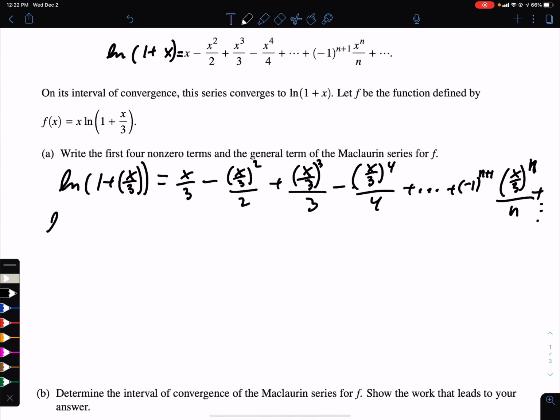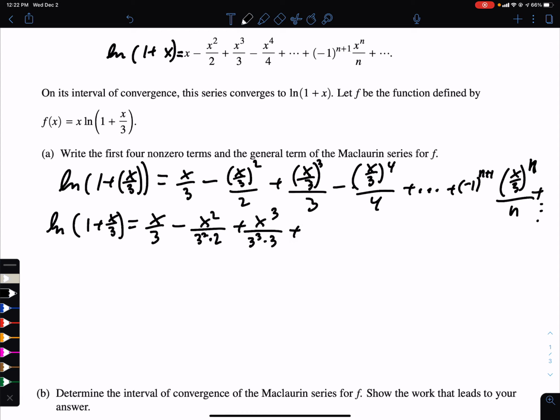Now I'm going to rewrite this. So we're going to end up with x squared over 3 squared times 2, x cubed over 3 cubed times 3, that's a minus, x to the 4th over 3 to the 4th, excuse me, times 4, plus dot dot dot, negative 1 to the n plus 1 x to the n over 3 to the n, plus dot dot dot. Okay, we're almost done.